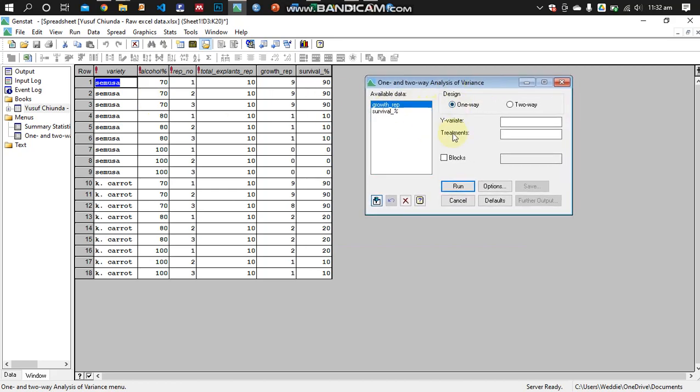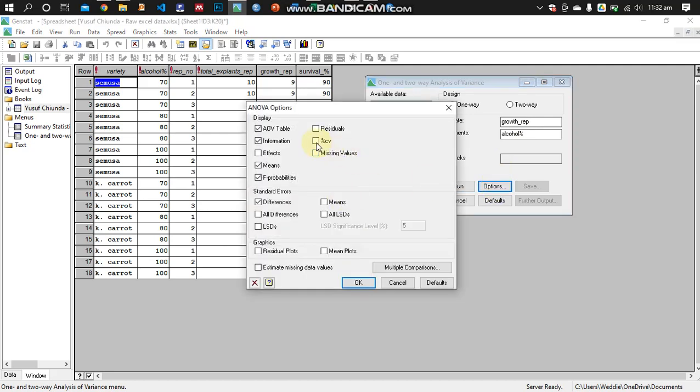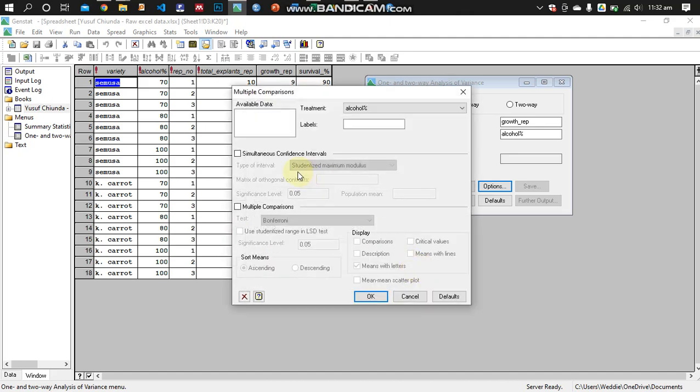This is one way. For variance we select growth, with replicate, and we use alcohol percentages as the treatment. Then go to options, and check the CV to see the coefficient of variation, the variability around the mean. We check the significant differences. Go for multiple comparisons, to test the means.